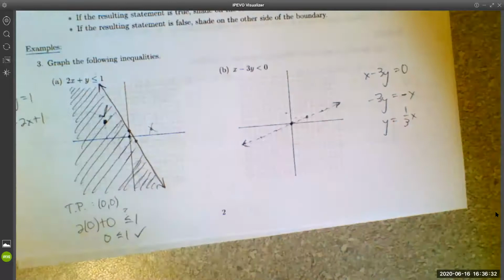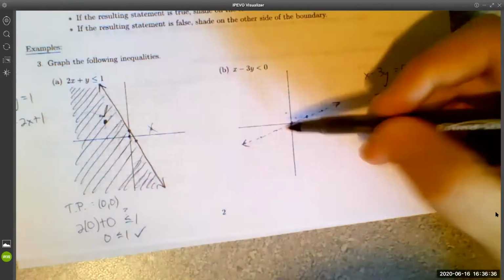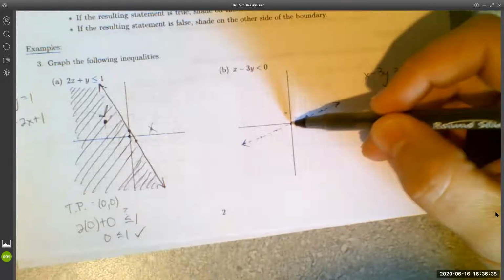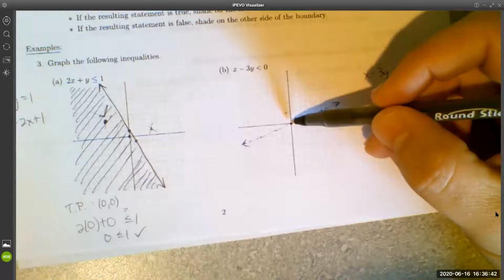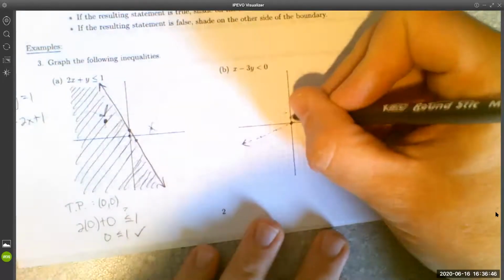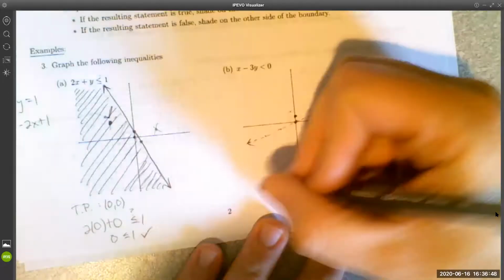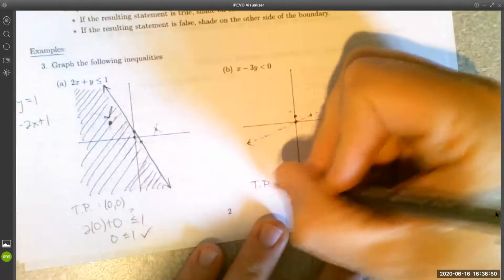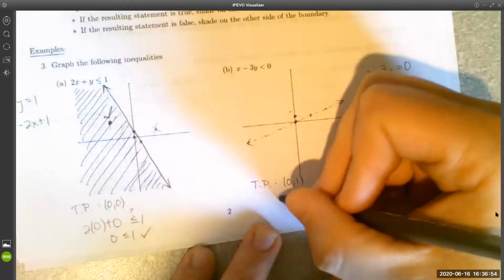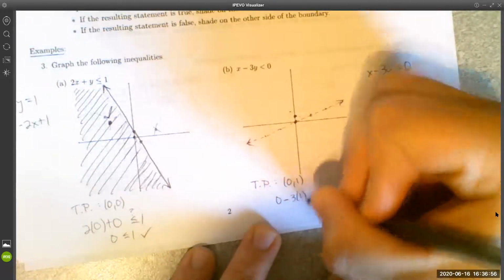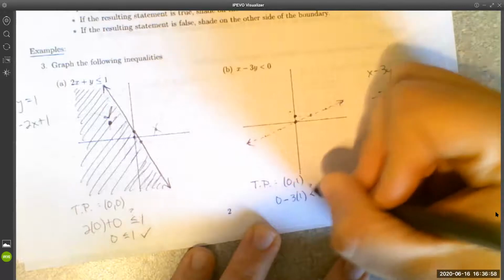So there's my boundary. Now I need to figure out which side of the line to shade on. I can't use 0, 0 as my test point this time because 0, 0 is on the boundary. So I have to use something else, maybe 0, 1, this point right here. So my test point is 0, 1. If I plug in 0, 1, I get 0 minus 3 times 1 is less than 0. I want to know if that's a true statement.